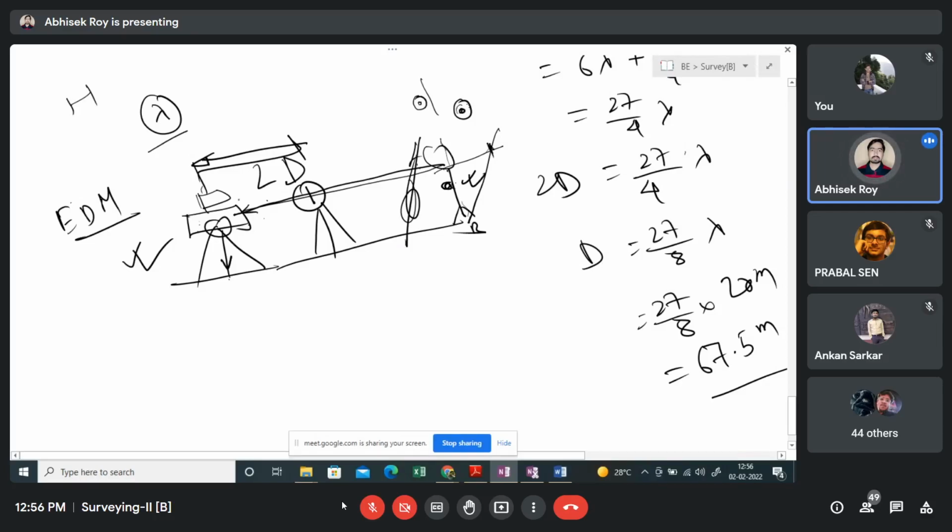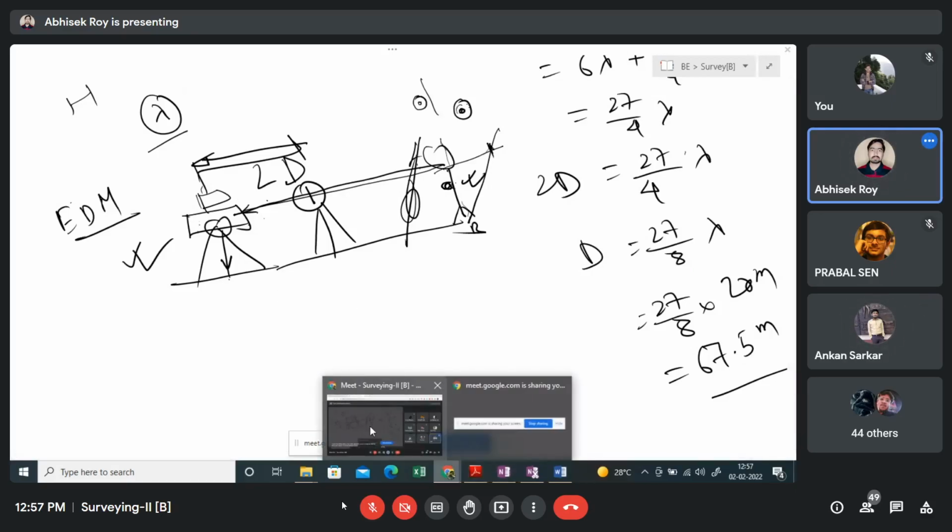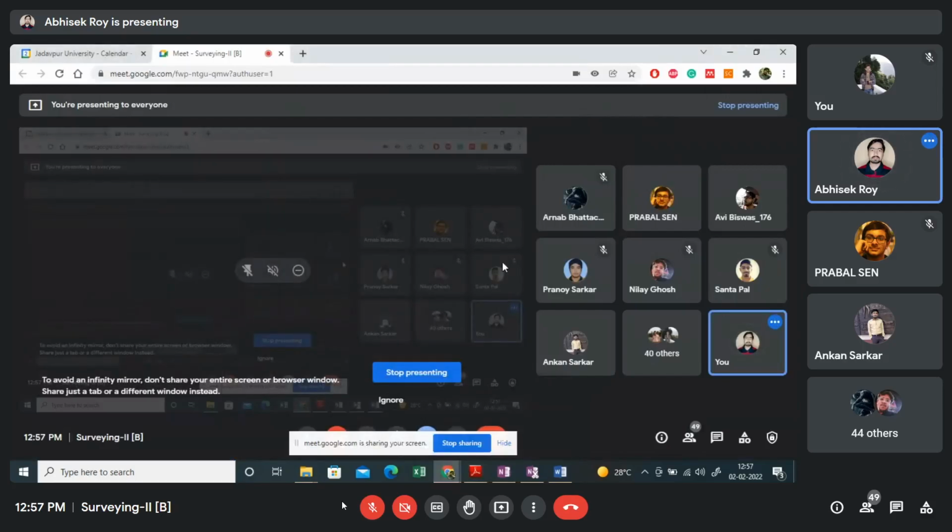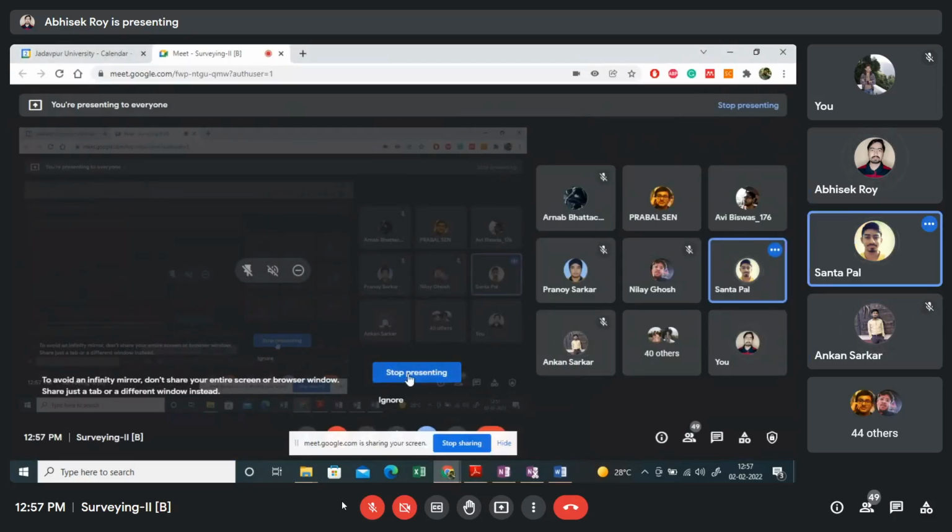In surveying we are not performing measurements like a few centimeters. Even 1 meter, half a meter, it will measure, not a problematic thing. Is that clear? Yes, sir.